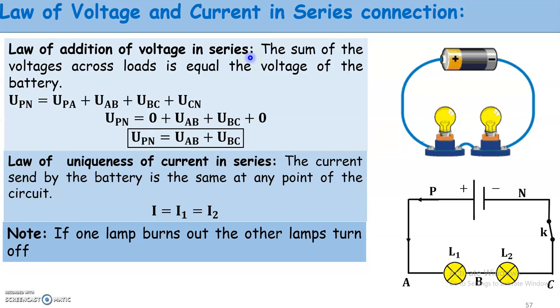So this means that the sum of the voltages across loads, meaning components, is equal to the voltage of the battery. But if I want to speak about current, the current remains constant. Law of uniqueness of current in series connection. To explain this note, I will come back to this slide.